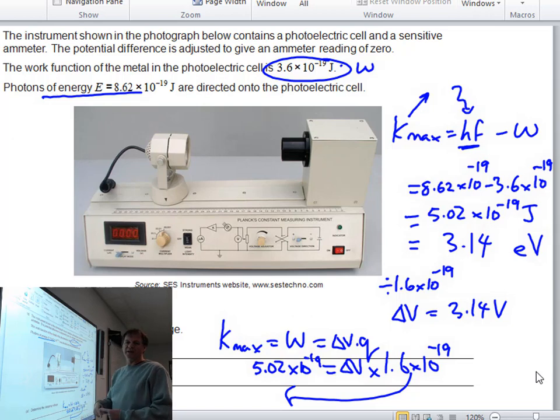You can also go the other way, and if someone tells you the stopping voltage, you can work out the kinetic energy of the electrons in joules and go backwards and maybe work out the work function of the metal if you know the light coming down.